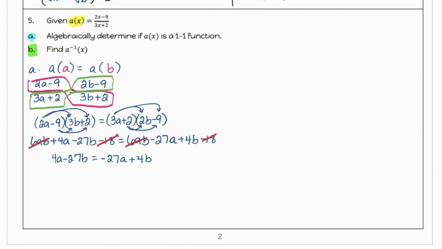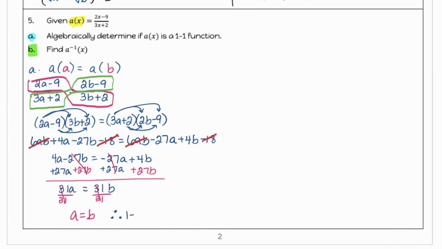We're going to put all the a's on one side and all the b's on the other. So at least I'm almost getting to the point of a equals b. This actually did get me somewhere nice because I get 31a equals 31b. At this point, what would I do? Divide by 31 and I end up at a equals b. Since I'm making it to a equals b, I could conclude that this is a one-to-one function. I know this is a one-to-one function, therefore I could find the inverse.